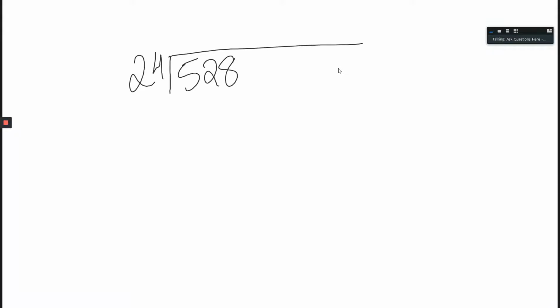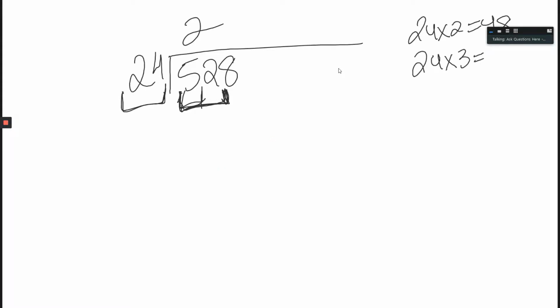In this case, we did 2 divided into 528 and 8 divided into 528. This time, let's try 24 divided into 528. So when we're looking at this number, you have to see how many times 24 can go into it. Well, 24 can definitely not go into 5. So we are going to expand it to 52. And we know that 24 will go into 52 2 times, because 24 times 2 is 48, but 24 times 3 is 72. So 3 is too big, so we just focus on the 2 part.